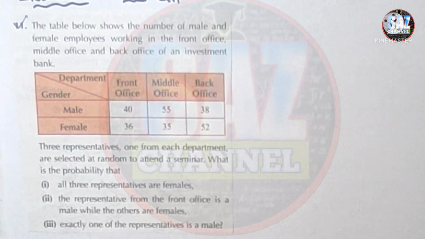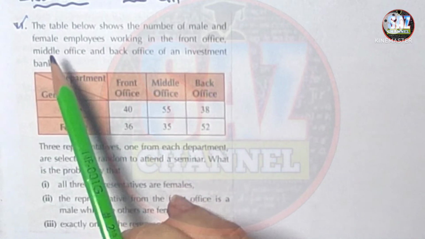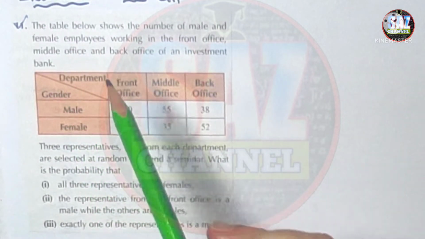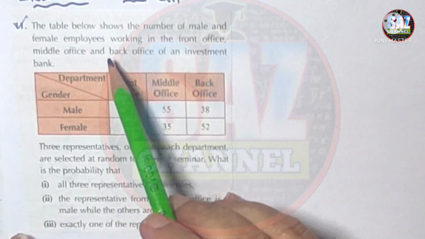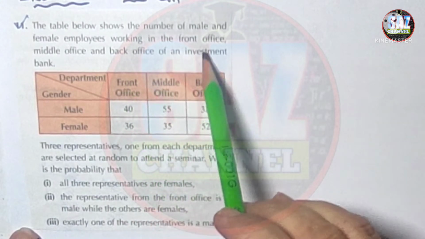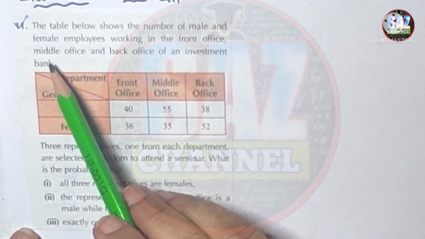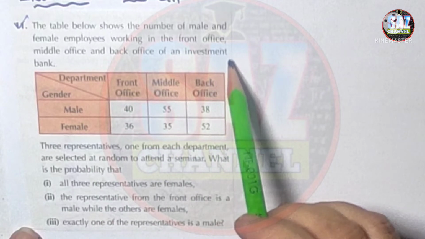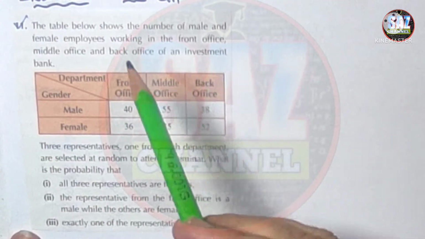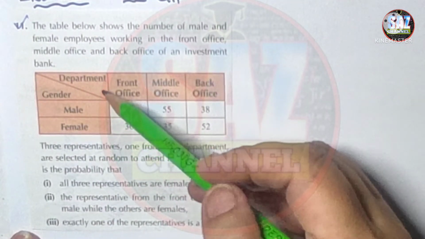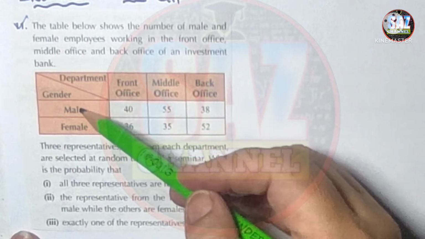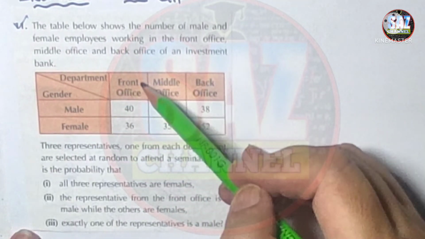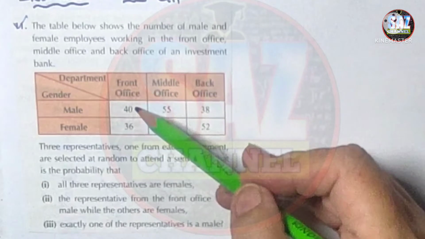Question 11 says, the table below shows the number of male and female employees working in the front office, middle office and the back office of an investment bank. This is the department, and this is the gender, male and female. In the front office, males are 40 and the females are 36.